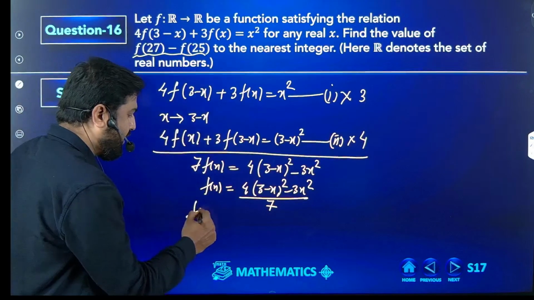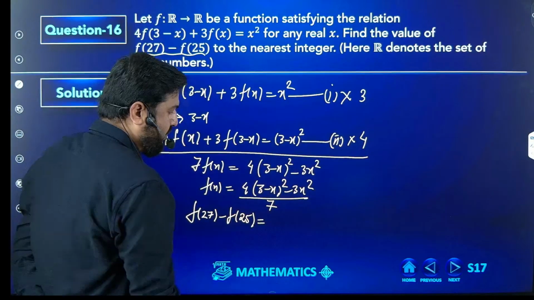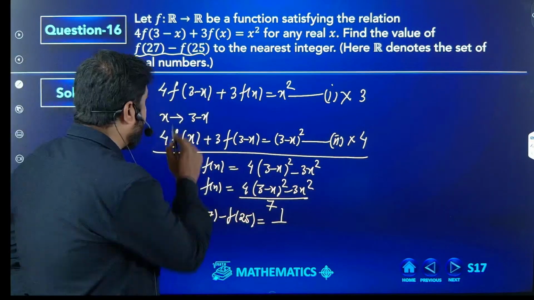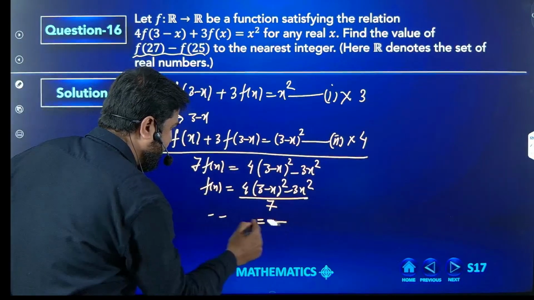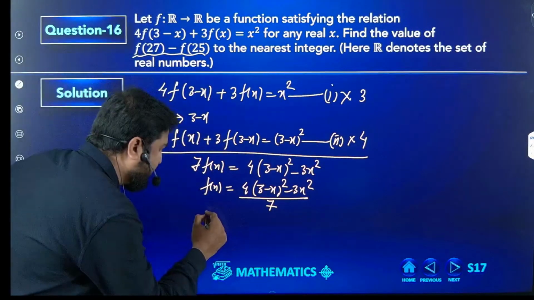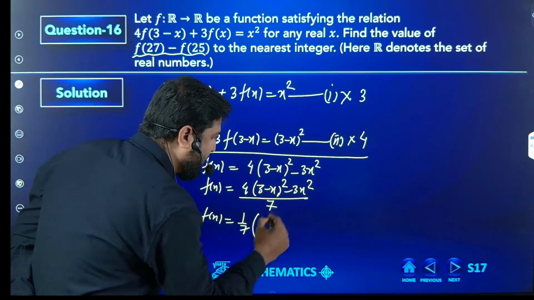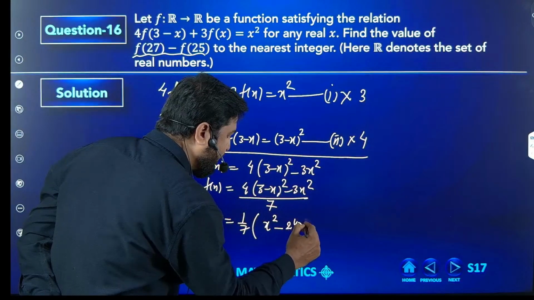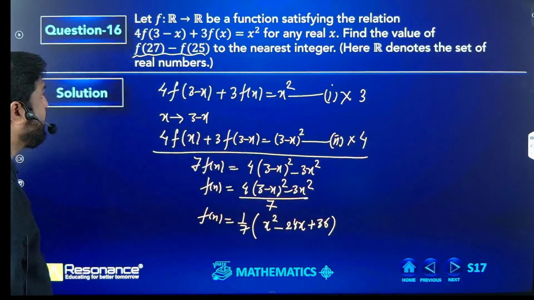So f(27) minus f(25) is equal to 1 by 7. First thing, if we simplify this, f(x) is equal to 1 by 7 as it is, and 4x square minus 3x square is x square, then 3 times 2 is 6, 6 times 4 is 24x, and 3 times 3 is 9, 4 times 9 is 36.